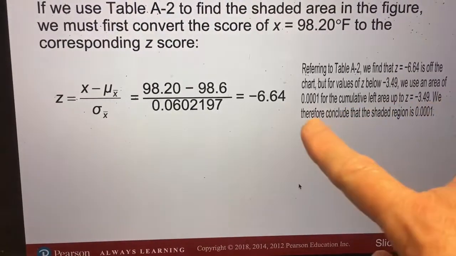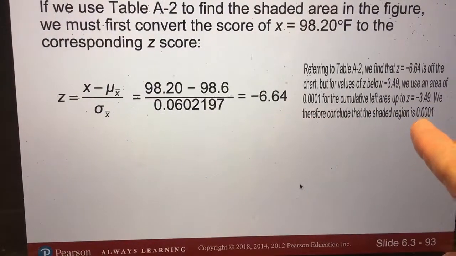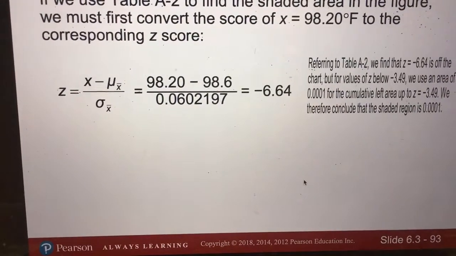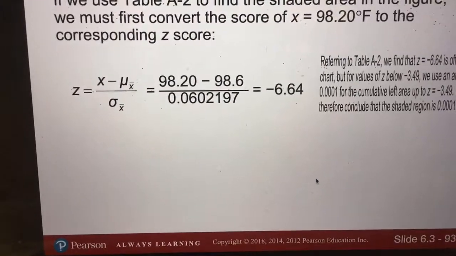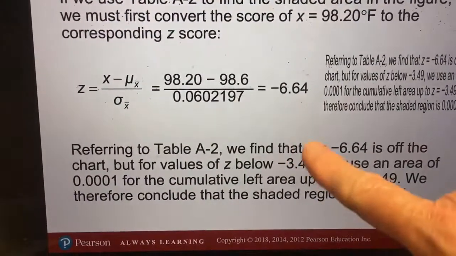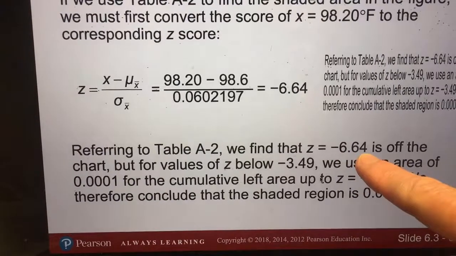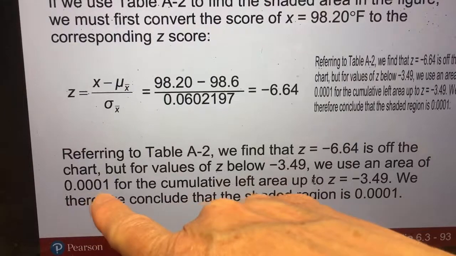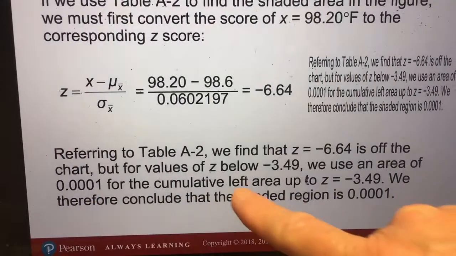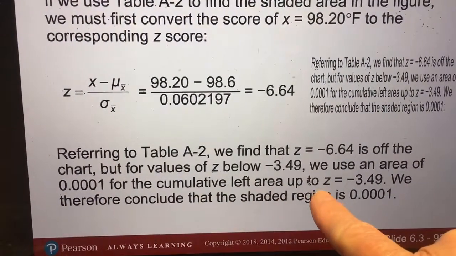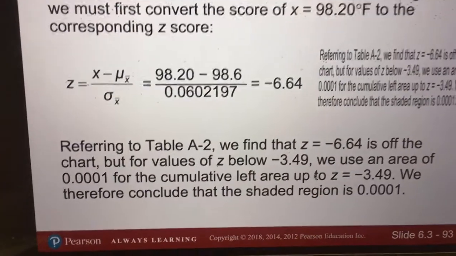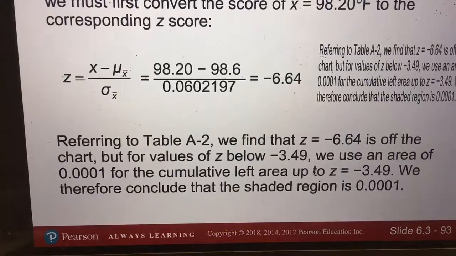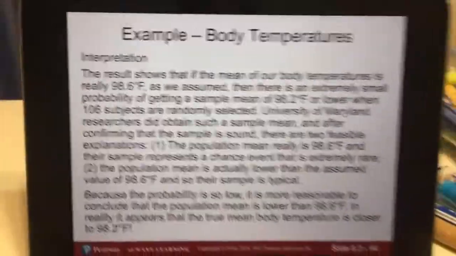Okay, so we are going to conclude that the shaded area is 0.0001. It's actually less than that. When we look at z equals negative 6.64, it is off the chart, and we're going to use 0.0001 for the cumulative area to the left. So we conclude that the shaded region is about 0.0001. That's just an easy number to use when we are way off the chart.